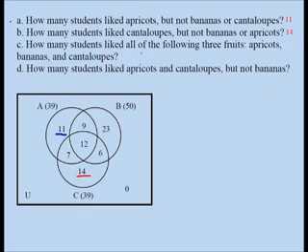Okay, how many students liked all of the three fruits? They liked all of the three fruits. That would be 12. So I'm going to go ahead and put 12 here. How many students liked apricots and cantaloupes, but not bananas? They liked both apricots and cantaloupes, but not bananas. That tells me the answer to part D should be 7. Here are my answers. Here's the Venn diagram.